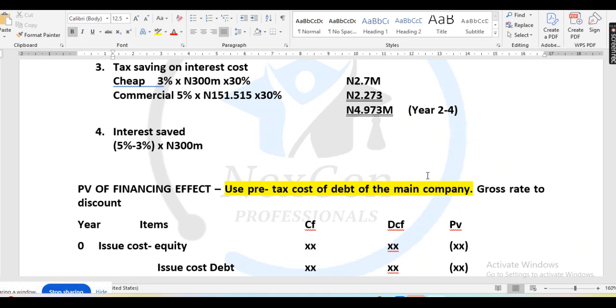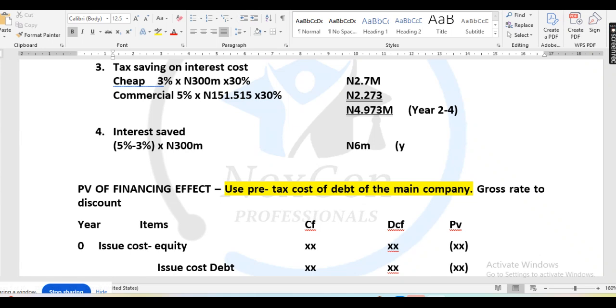Now, what is the figure? 6 million. So interest saved. So this will be from where? From which year to which year? Who can tell me? Interest saved. From which year to which year?